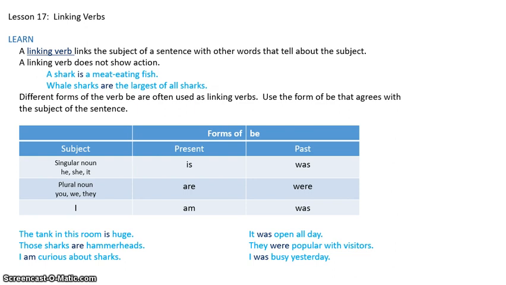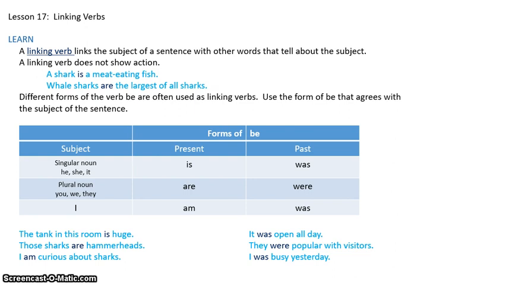Okay, look at the second one. Those sharks are hammerheads. The subject of the sentence is sharks. The linking verb is are, and it's connecting you to something in the second part of the sentence. The sharks are what? Hammerheads. The next one, I am curious about sharks. I am what? Curious. So curious is describing I. It's a curious person. So am is a linking verb.